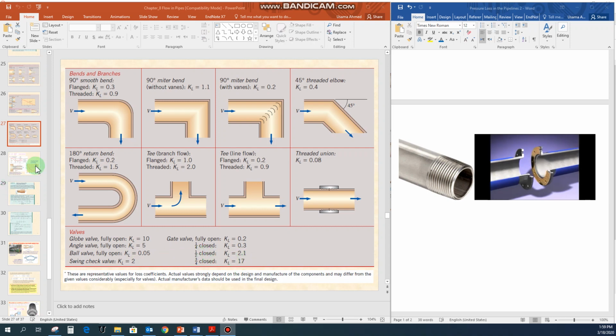Okay, so you can see by using the different valves, you can have different values of the KL, and if the valve is closed or near to the closed, you can have a very large value for the KL.